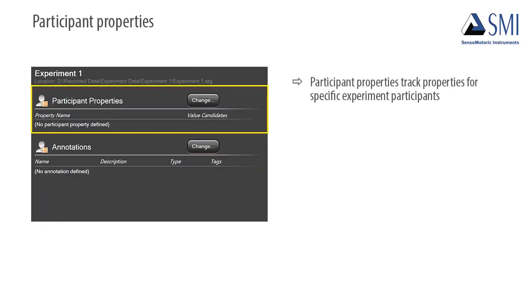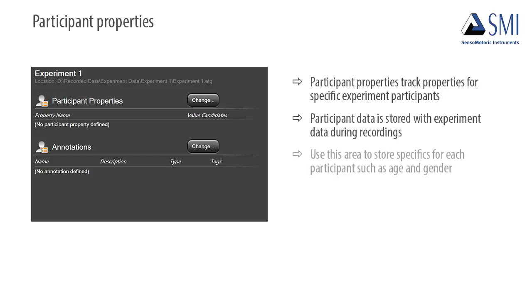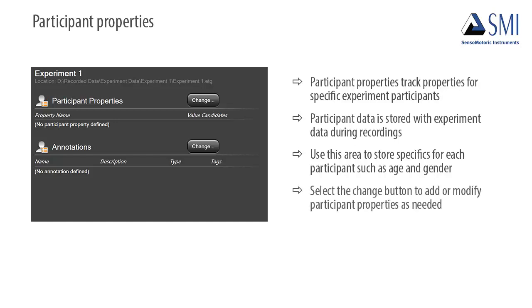Participant Properties stores data about each participant for an experiment, which is stored with the experiment data when recording. Properties for each participant, such as age and gender, can be stored within this area. Select the Change button to add or modify participant properties.